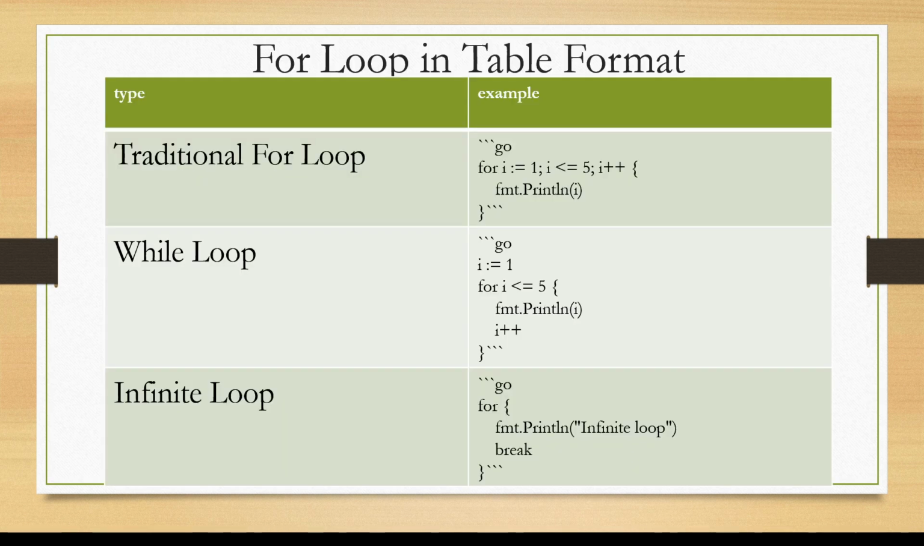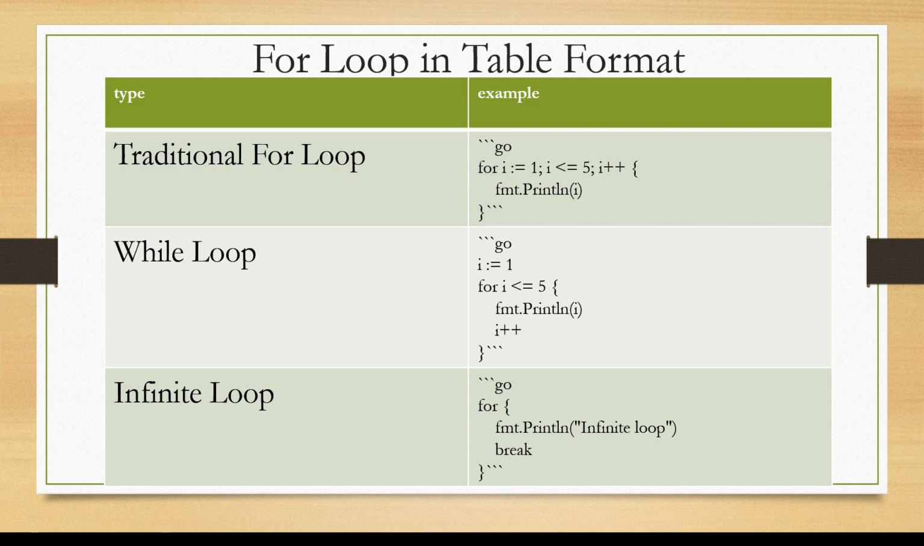Alright, let's quickly review what we have learned so far. This is the neat table format. This slide shows you the three common ways to use for loops in Go. So let's go through them one by one. One is the traditional for loop. This one is used for the classic for loop. It has all three parts: initialization, condition, and post update. Perfect when you know exactly how many times you want to repeat something. Think of it like printing 1 to 5 or processing the first 10 records in a list.